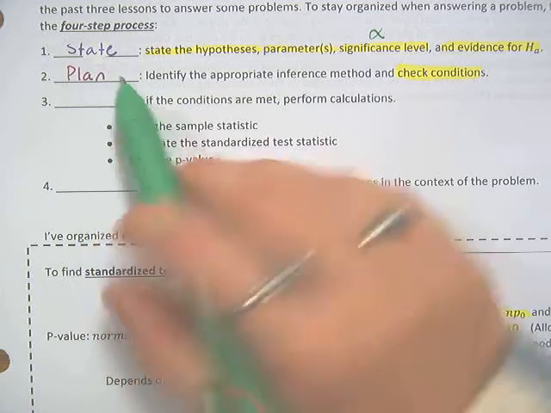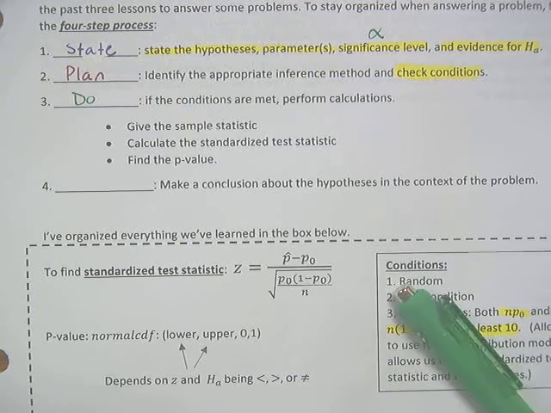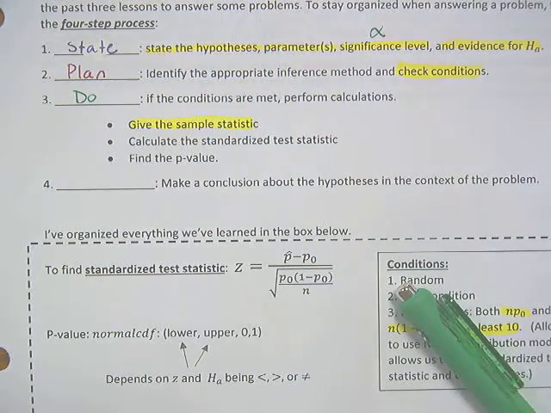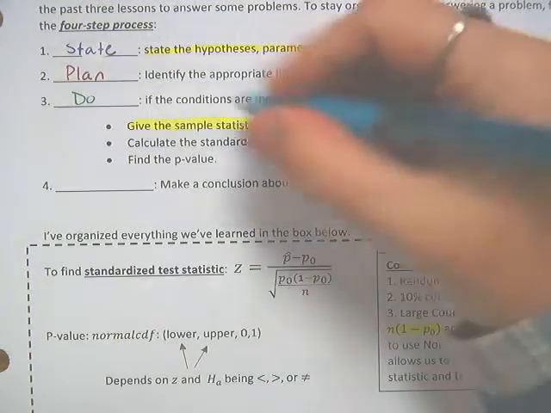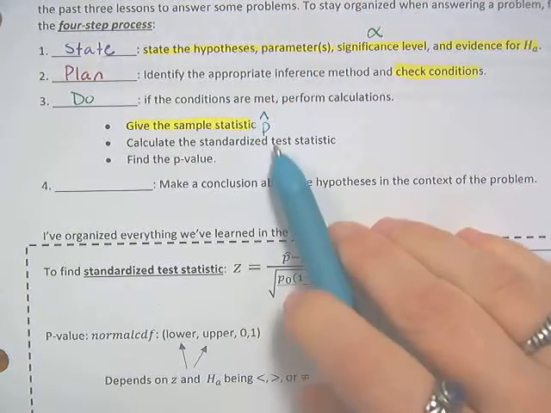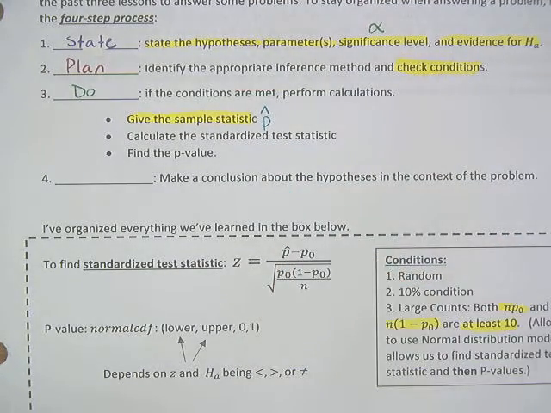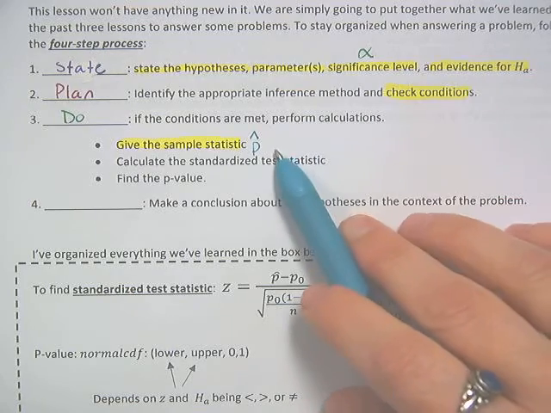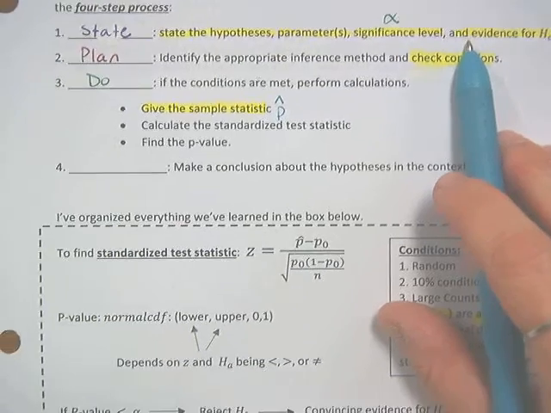If all of those are checked, then you can do. That's specifically three things. Those 3 bullet points are what I want in the do section. You're going to give the sample statistic, which today, since we're talking about proportions, is going to be the sample proportion, otherwise known as p-hat. You're going to tell me p-hat. You technically will have already found that right up here. I'll explain when we get there, but you won't have to sit and do anything for p-hat. You will have already found it in the first step.